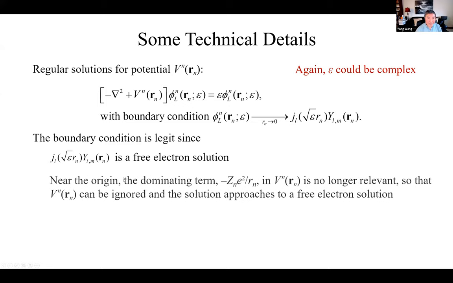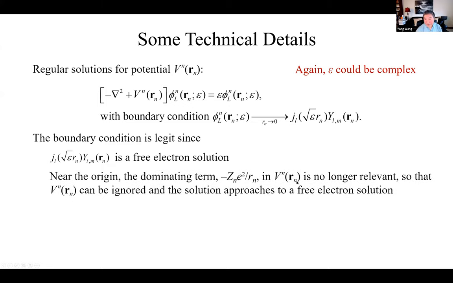The reason for that is that near the origin, the Coulomb term becomes irrelevant, because of this L times (L plus one) divided by R squared. Remember that L times (L plus one) divided by R squared is buried in this Poisson operator, so near the origin that dominates. So this Coulomb term in V is no longer dominant; it's no longer important. Near the origin, the solution should become a free electron solution. So I can have this boundary condition for the regular solution I'm interested in. I'm going to use J times Y as my boundary condition.